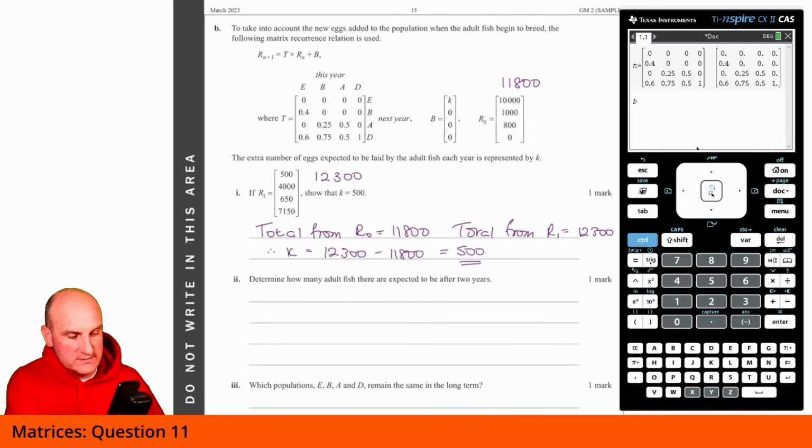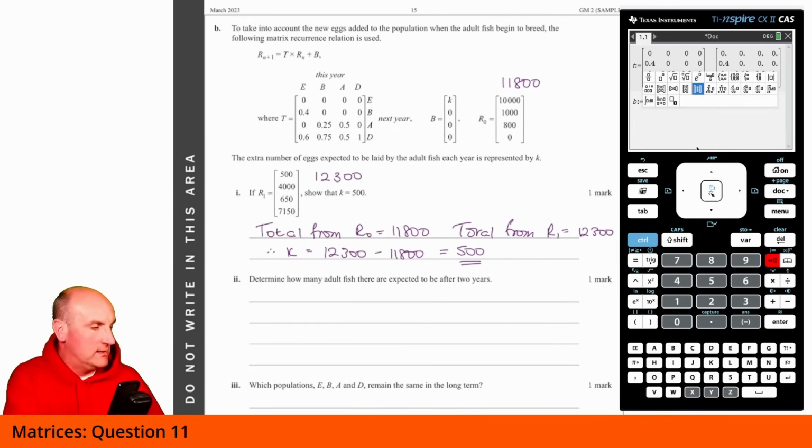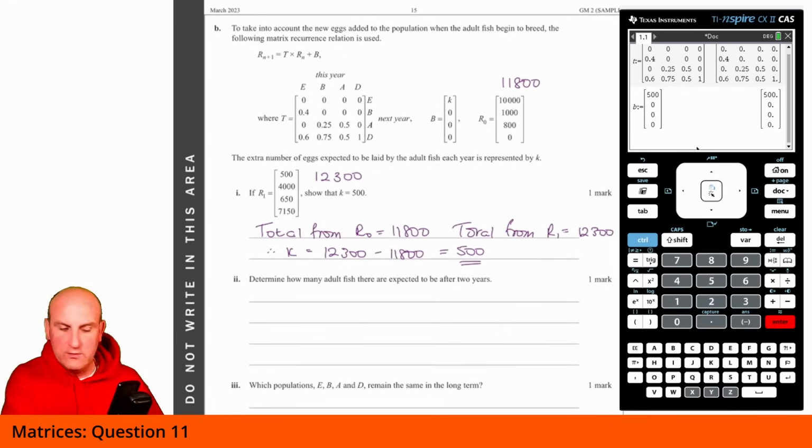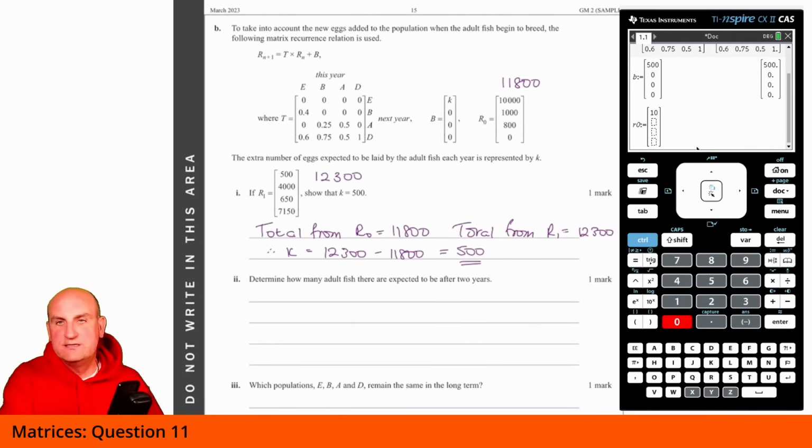So I'm going to do B becomes equal to, and let's put another matrix in here, and we'll make that a 4x1. So B was equal to 500, we said 0, 0, 0. And then we got R0 becomes equal to, and let's put in another 4x1. Now I put in R0 for a reason, 10,000, 1,000, 800 and 0. There we go. So I'm now going to say, well, there's my R0. So R0, put that into my registry.